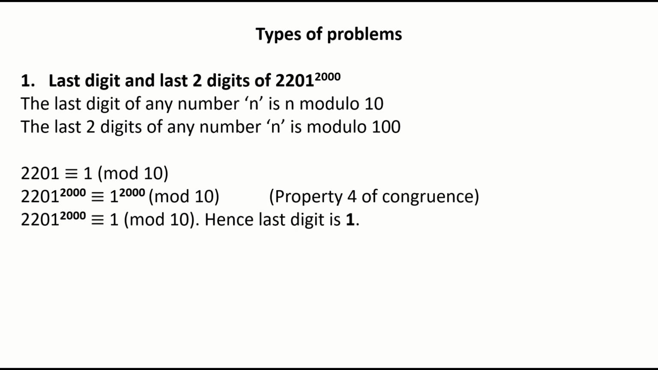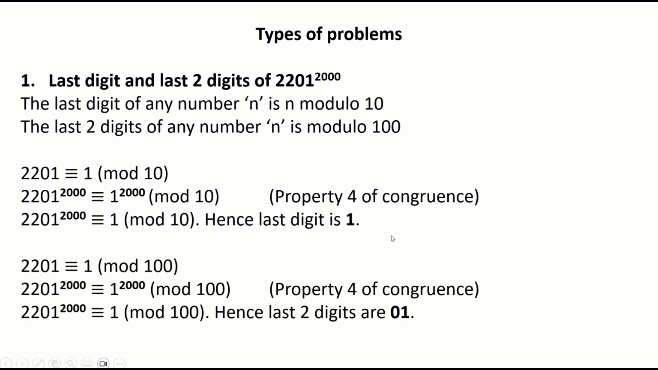So 2201 is congruent to 1 modulo 10. Now 2201 to the power of 2000 is congruent to 1 to the power of 2000 modulo 10. How did we get this? This is property 4 of congruence, you can check the previous slide. Then 2201 to the power of 2000 is congruent to 1 modulo 10. That means the remainder is 1 when this number is divided by 10. That is the last digit.